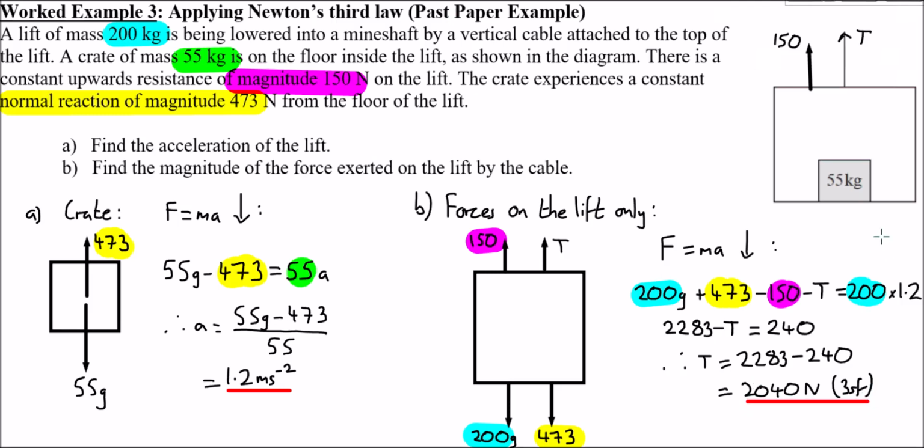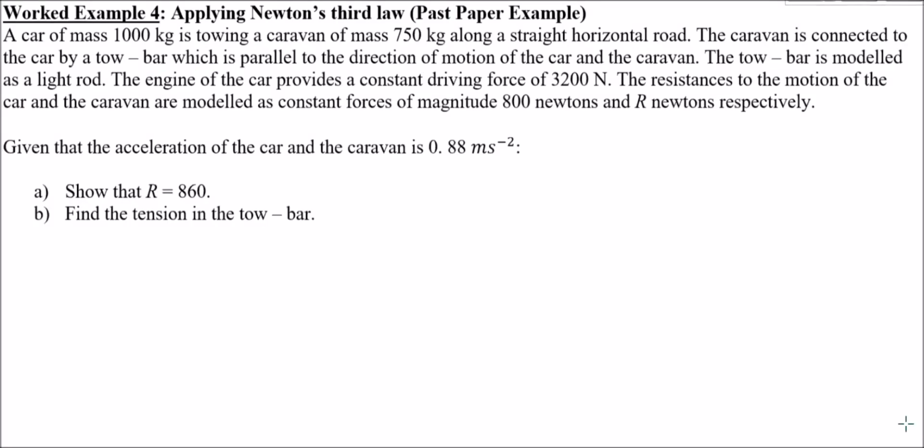So let's now have a look at a fourth and final worked example. So finally, worked example 4. We've got a car, mass 1,000 kilograms, so it's a ton, towing a caravan of mass 750 along a straight horizontal road. So already been given a clue here, it's going to be a case of acceleration going horizontally only.